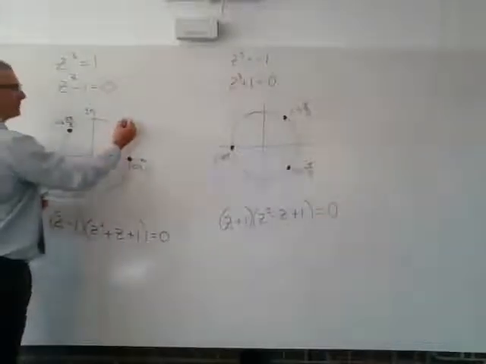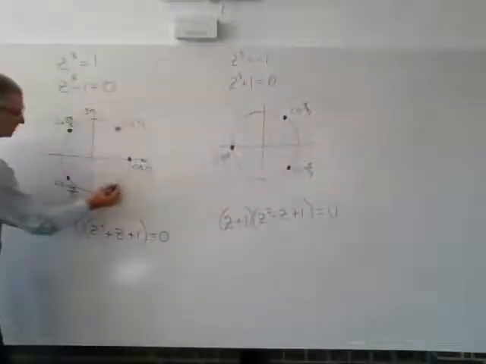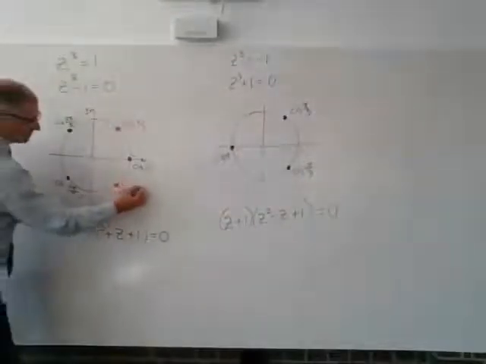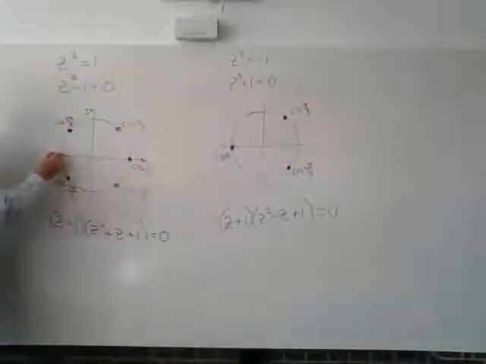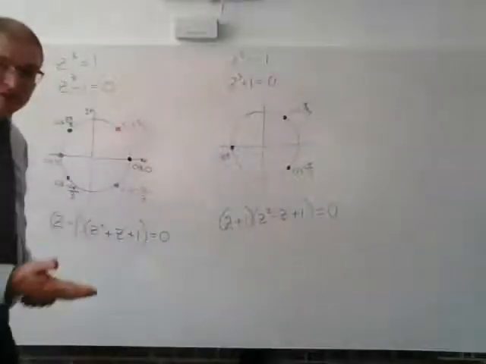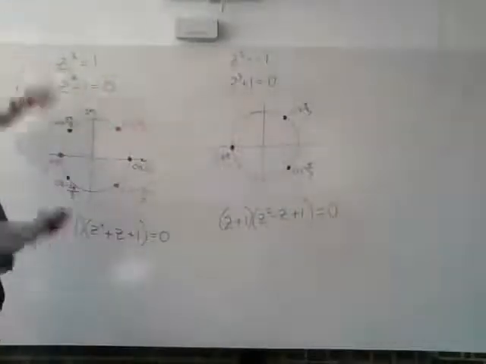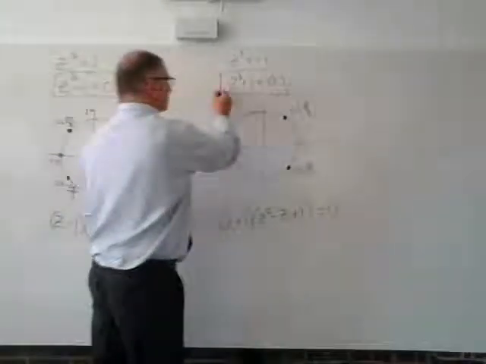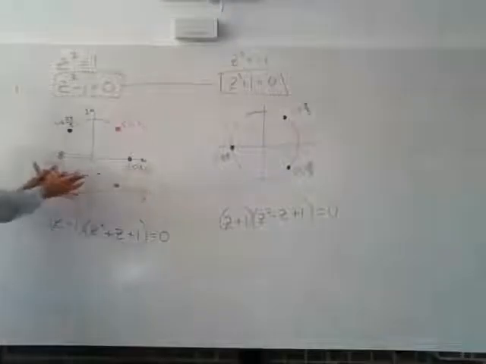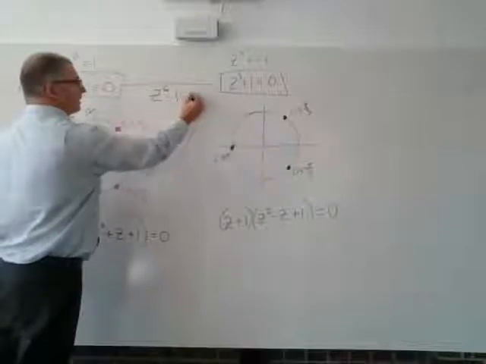this will be cis of pi on 3 from over here. This will be cis of minus pi on 3 from here. And this will be cis of pi. We can see a lot of symmetry in that. But the interesting thing is, together, the roots of this and the roots of this combined give me the roots of z to the 6 minus 1 equals 0.